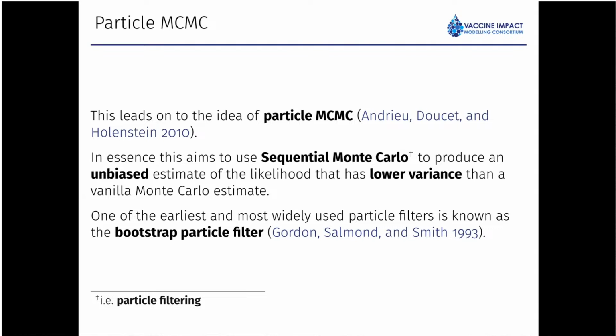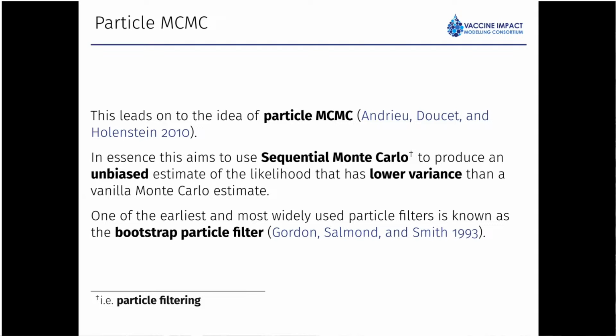And that was first published in this really nice paper in the Journal of the Royal Statistical Society by Christophe Andrieu and colleagues in 2010. Okay, so it's not a particularly old approach. And what it aims to do is to use a technique called sequential Monte Carlo in order to produce an unbiased estimate of the likelihood that has a lower variance than if we just did this very simple Monte Carlo approach.